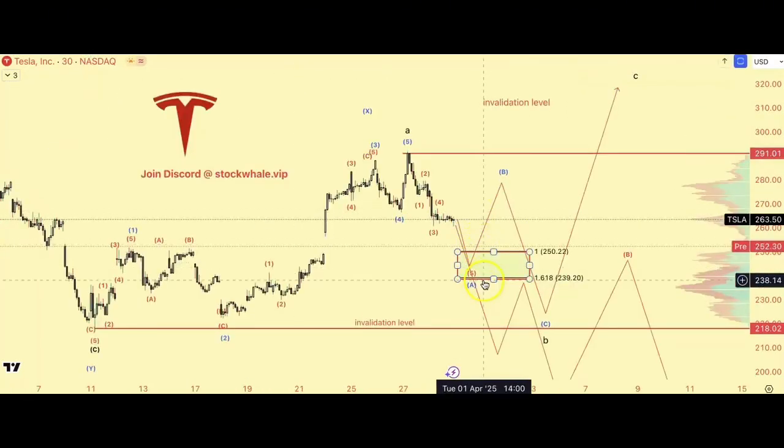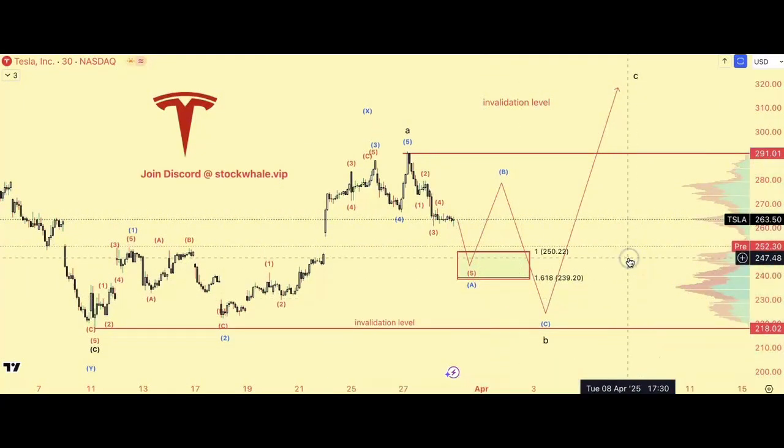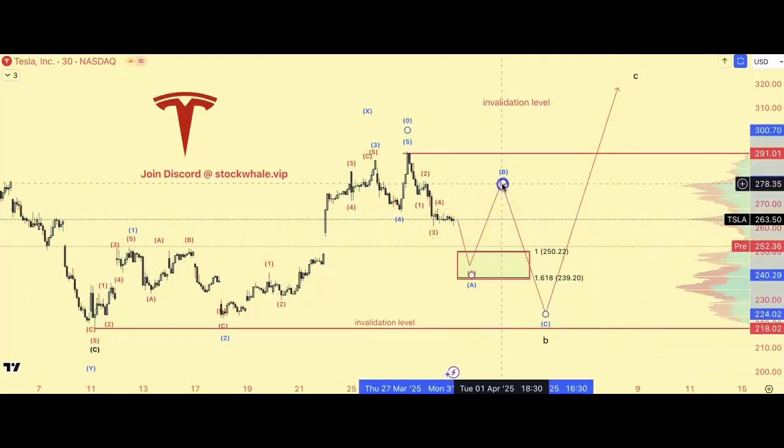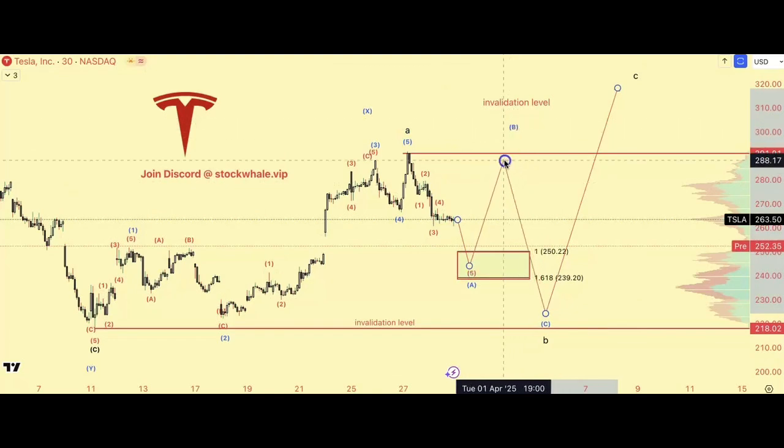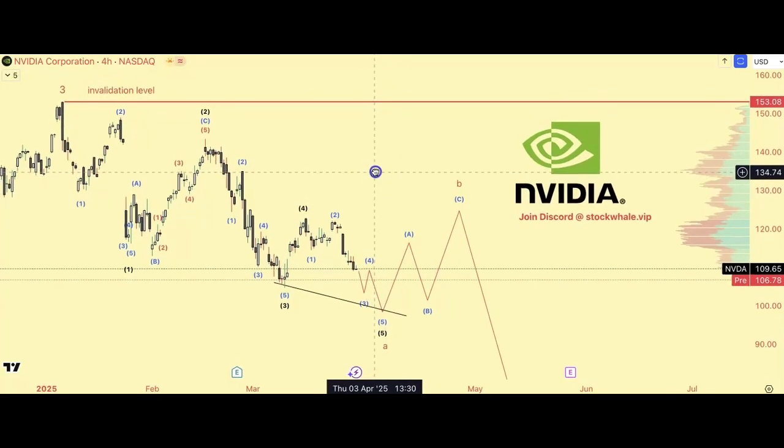Tesla really needs to show me some strength, right? It really needs to show me some strength, and start breaking some highs here. Let's go over and break down Nvidia for today's trading session.